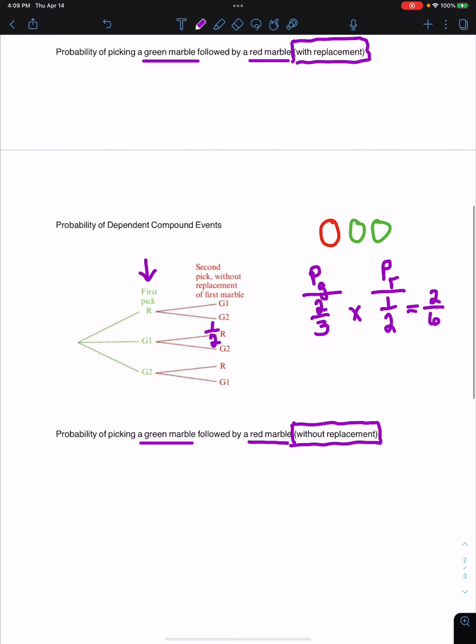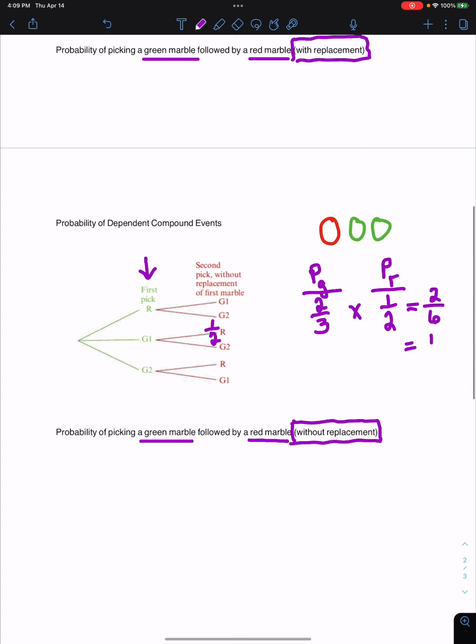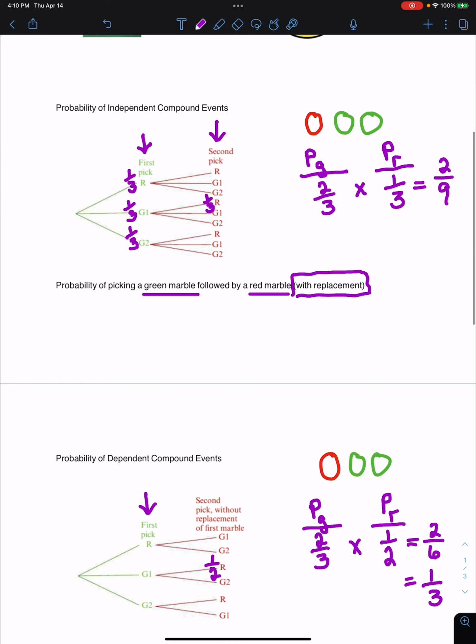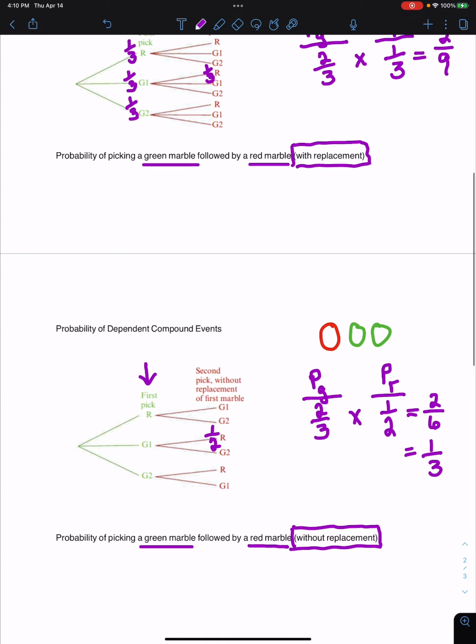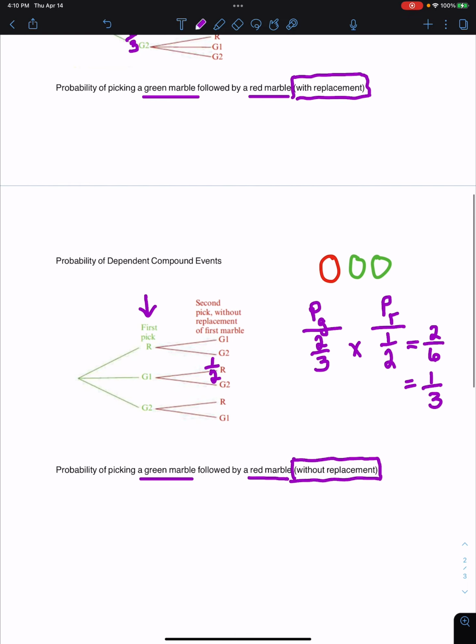2/6. Or if we want to reduce that fraction, we have a 1 out of 3 chance of first picking a green marble and then a red marble. Hope that helps you to understand. Either way you want to look at it is fine, but this is hopefully helpful in differentiating between independent compound events and dependent compound events.